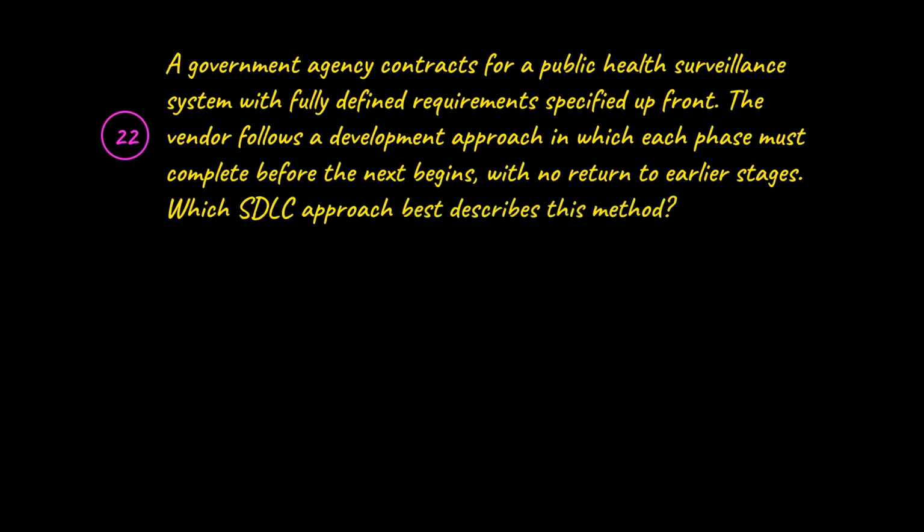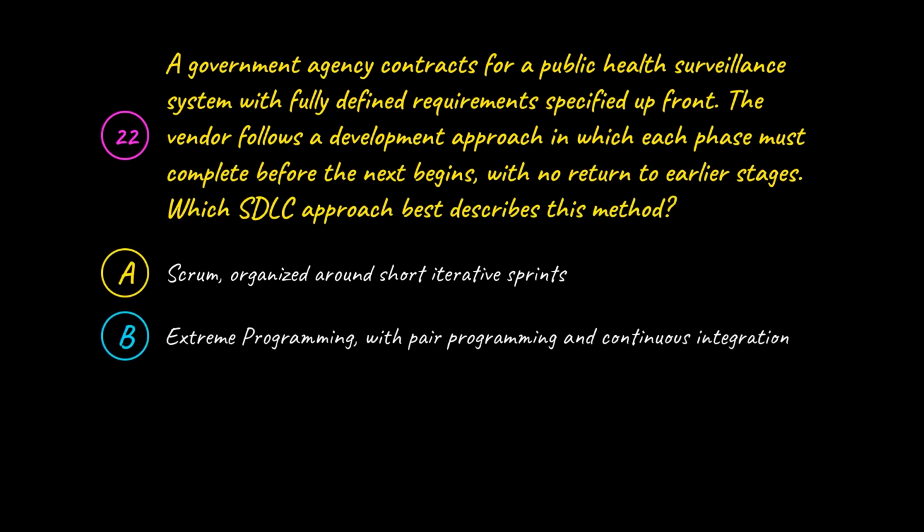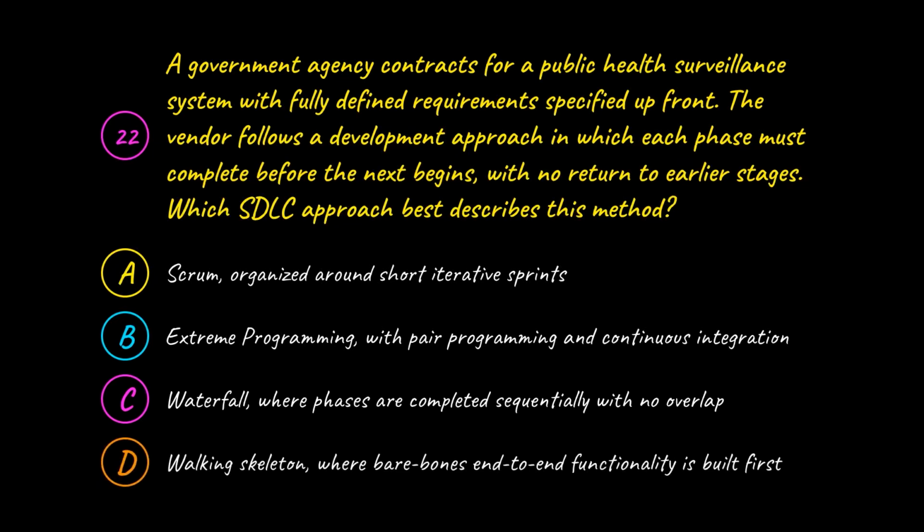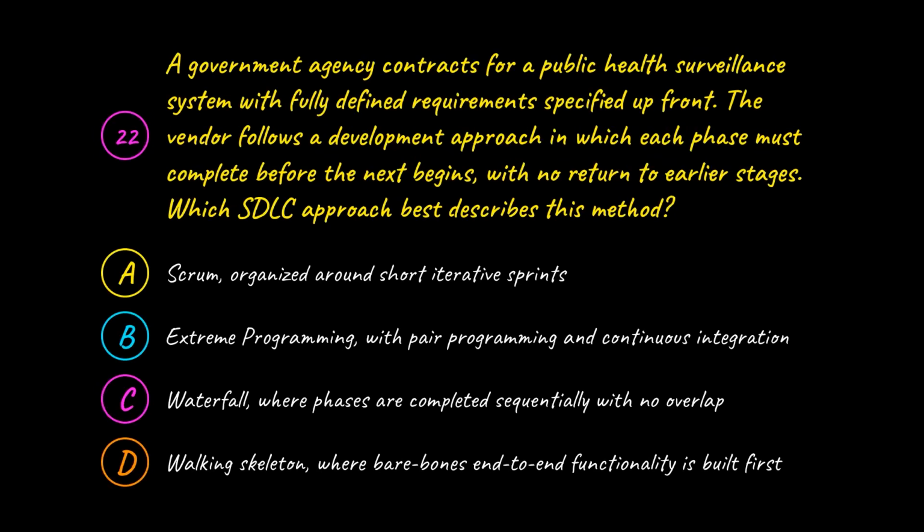Your options are A. Scrum, organized around short iterative sprints. B. Extreme programming, with pair programming and continuous integration. C. Waterfall, where phases are completed sequentially with no overlap. D. Walking skeleton, where bare bones end-to-end functionality is built first. Which would you go with? Lock it in before the reveal.